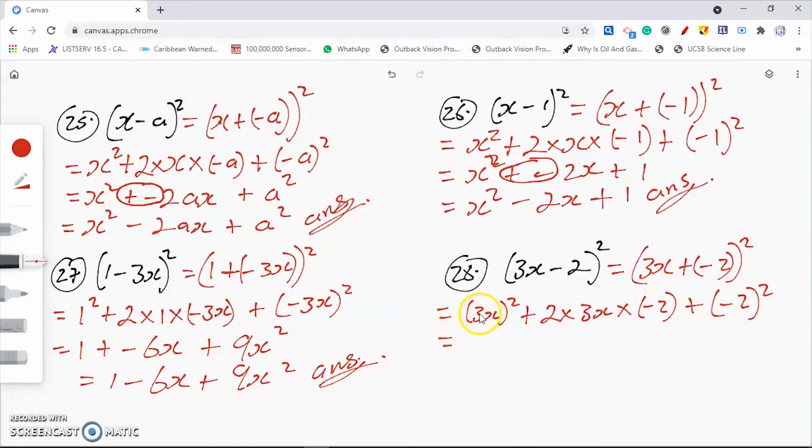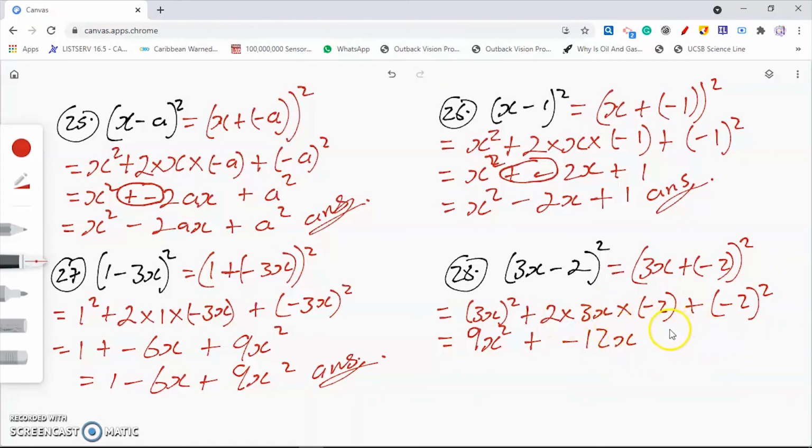Simplifying that, we get 3x squared. So 3 squared is 9, right? Because 3x all squared is the same as 3 squared x squared. So (3x) squared equals 9x squared. Plus 2 times 3x is 6x, times negative 2. That would be negative 12x, because 2 times 3 is 6, 6 times 2 is 12. And then positive times negative is negative.